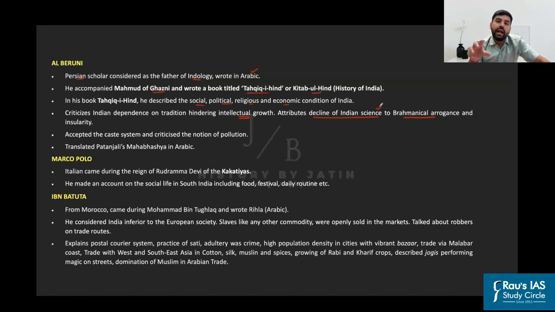He said India is a land which had people like Aryabhata, Varahamihira, those kind of people. But when he came to India in the medieval period, he saw an India dominated by feudalism, caste system, Brahmanical dominance, and absence of scientific developments. So that's why he criticized that. He also criticized the caste system and the notion of pollution. And as I told you previously, he also translated Patanjali's Mahabhashya into Arabic. So Al-Biruni is very important, guys.